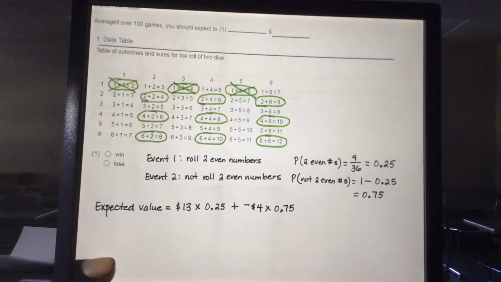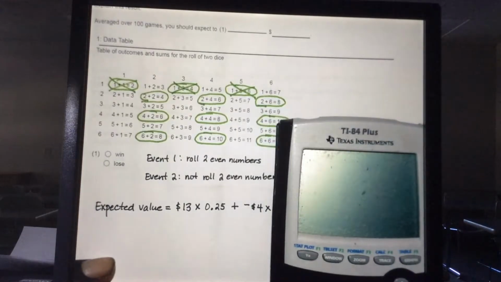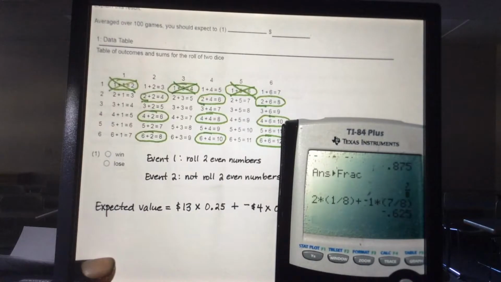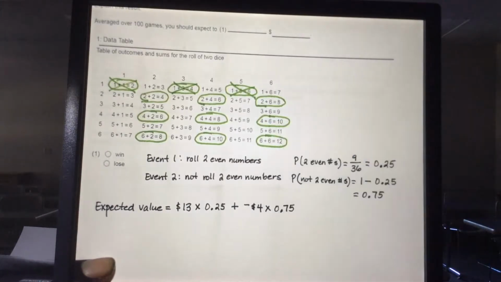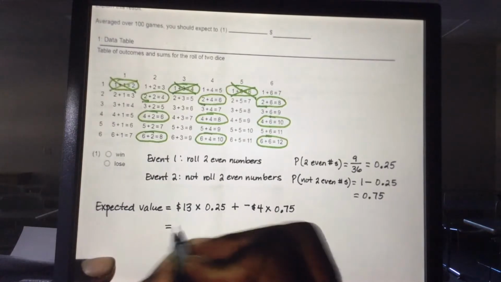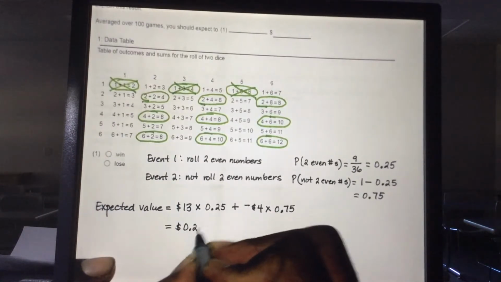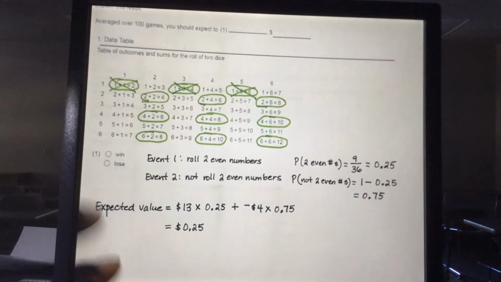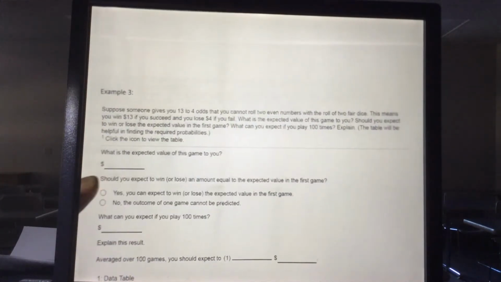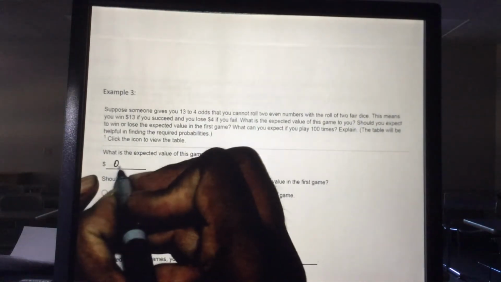Okay, so now, in this case, we're going to do, let's say 13 times 0.25 plus, and then negative 4 times 0.75. Here we're going to get a positive 0.25. So that expected value here will be 25 cents. So in this case, to answer what is the expected value of this game to you, it would be 25 cents.